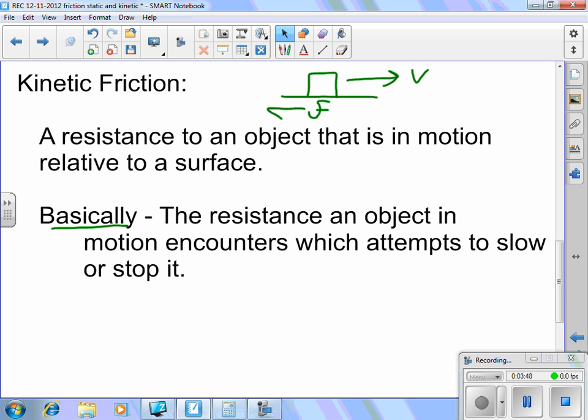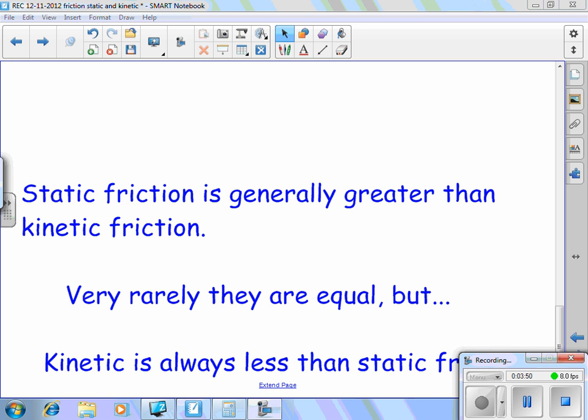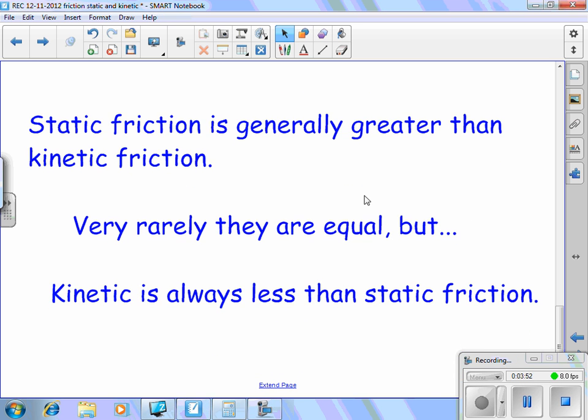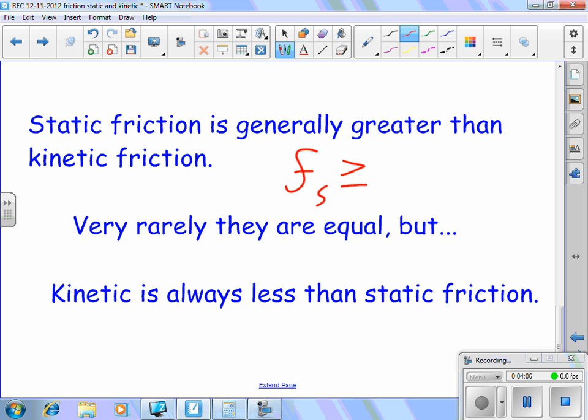Alrighty, well, there's a key idea here. Static friction is generally greater than kinetic friction. Very rarely they're equal, which is why I say generally greater. Sometimes they're equal too. Kinetic is always less than, is the thing though. So you can basically say that static friction, if we say that F is for friction, is greater than or equal to kinetic friction. That's a way to write it down mathematically if you wish.